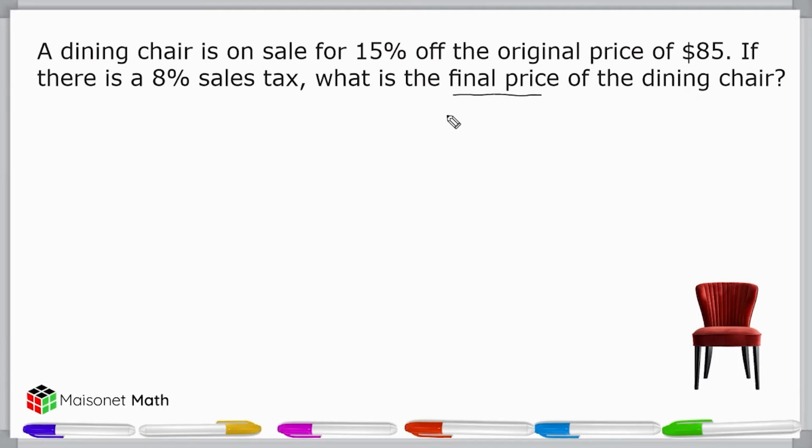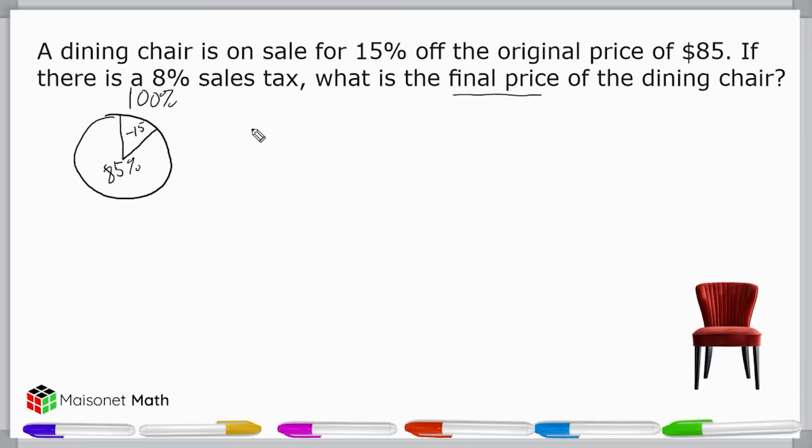All right, so let's think about the problem like this. If you get a 15% discount on something, you're left with 85% of the cost. Now, they're asking what we're paying for the chair, not how much the discount is. What a lot of students do is calculate the amount of the discount, and once they know that, they subtract it from the 85. However, what I like to do is consider the original price as 100%, and then when you take that 15% off of the 100, you're left with 85%, in this case, of the price to pay.